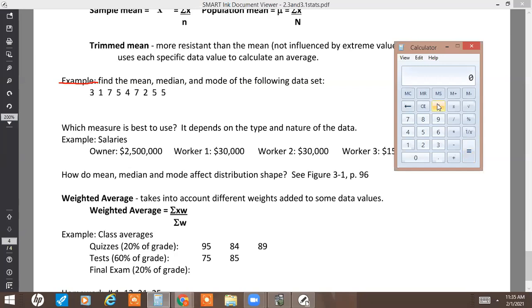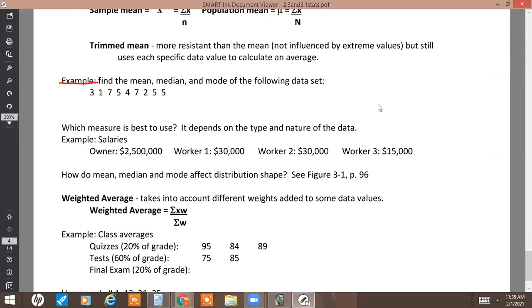Let's talk about the median. For the median, this data has to be ordered. So let me do that here. So here's the 1. What's next? The 2, 3, 4, 5, 5, 5, 7, 7.